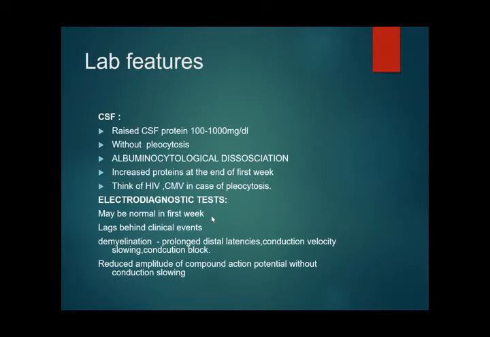Electrodiagnostic tests include EMG and NCS. These may be normal in the first week, and they lag behind the clinical event. In demyelination, you get conduction block and slowing of conduction velocities with prolonged distal latencies, while in the axonal pattern, you can get reduced amplitude of the compound action potential without conduction slowing.